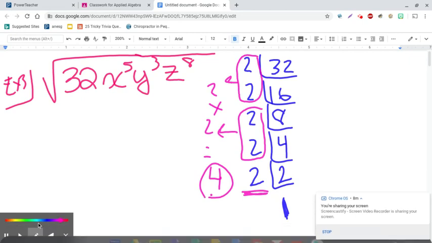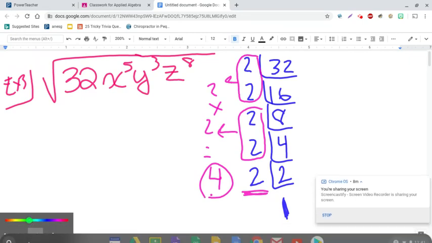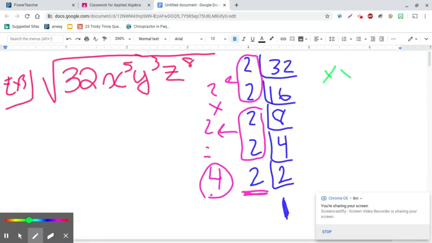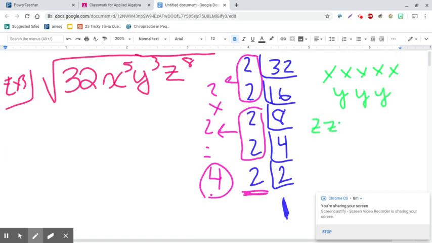Okay. Now let's look at our variables. We have 5 x's, 3 y's, and 8 z's. Now, do you see how when you get to higher numbers of variables, it gets a little more obnoxious to write? That's why sometimes the other way is a little bit easier. But that's okay. We're going to do both ways.